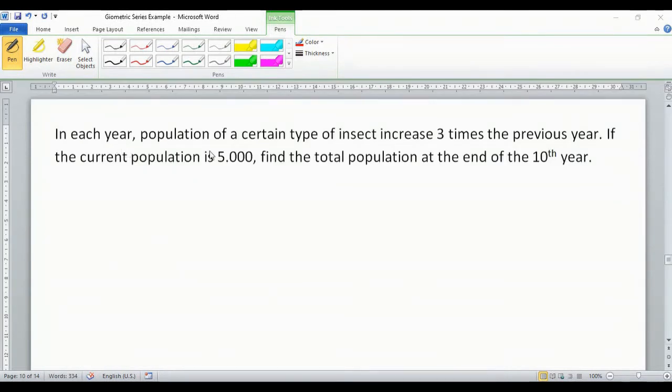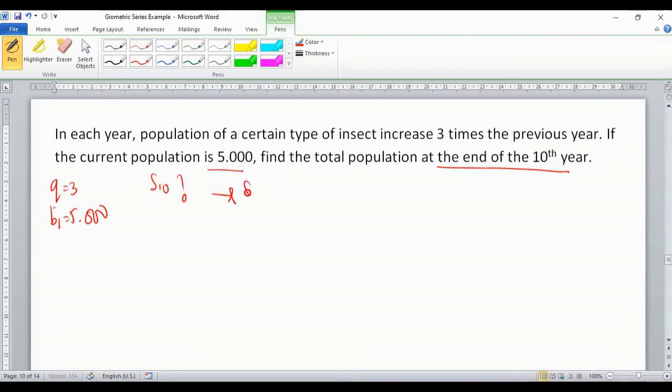In each year, the population of a certain type of insect is 3 times the previous year. So that means the ratio is 3. If the current population is 5,000, so the B1 is 5,000. Find the total population at the end of the 10 years. So they ask about S10, everyone.